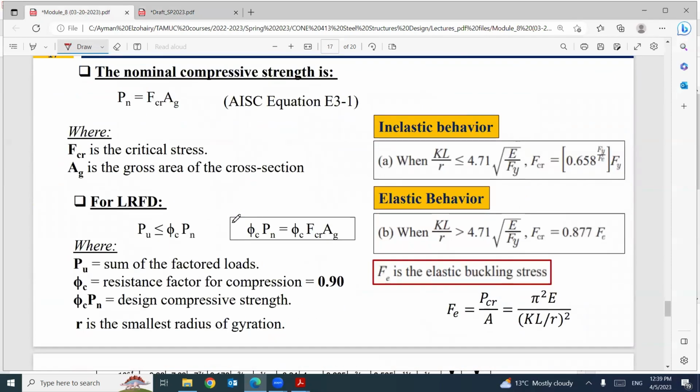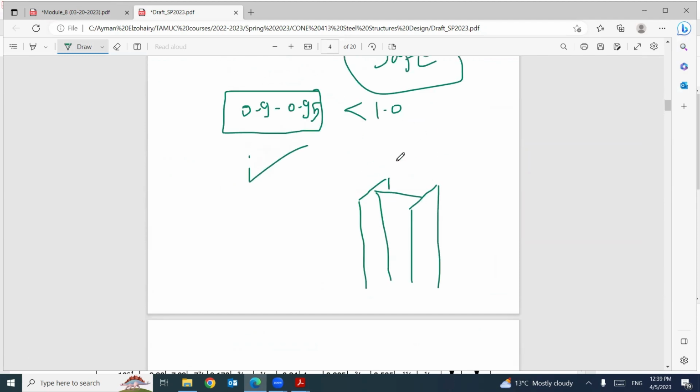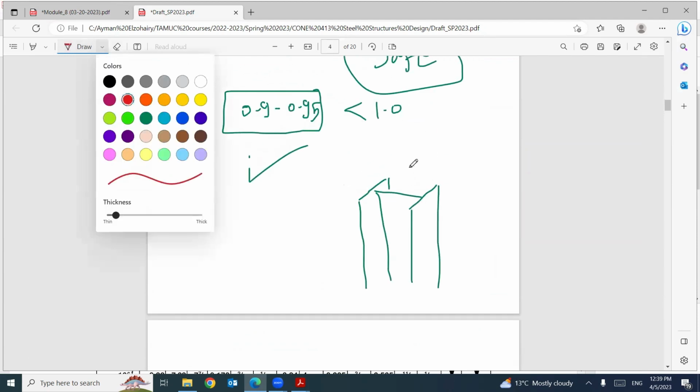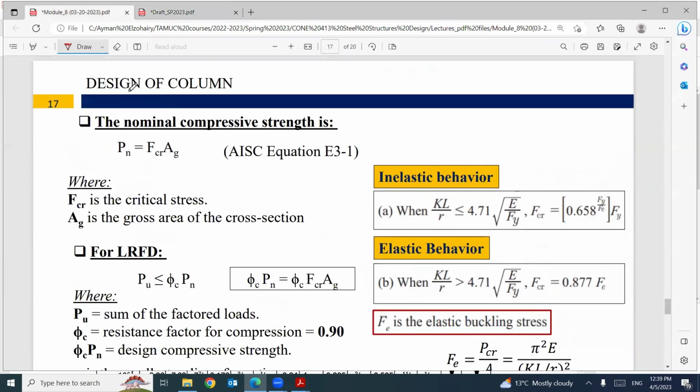How to design a steel column? If you have a steel column in your building, and this steel column is under the effect of axial compressive force P ultimate only, this column will be considered a member under compression. So this is the design of a column, we can say design of a member under compression, P ultimate under compression.